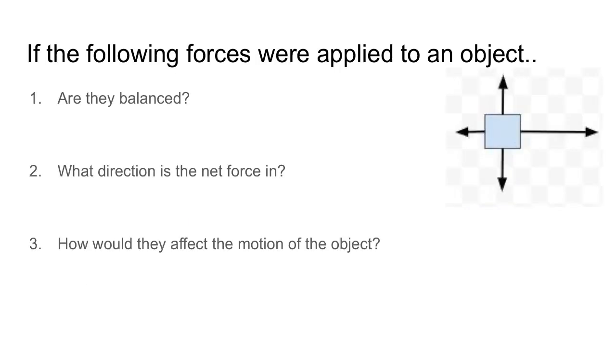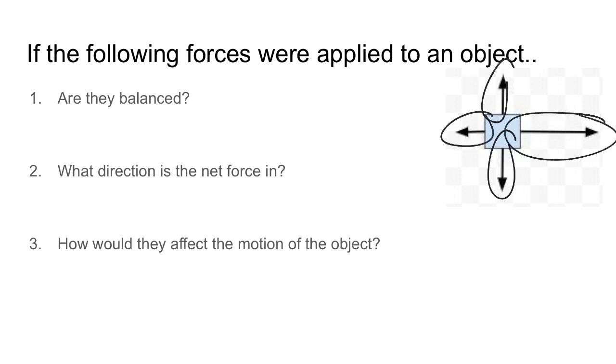So we look at this situation. If we have the following forces applied to an object, we have to decide, are they balanced? I look at my object here and I see an up and down, equal and opposite. I see a left and I see a right that are opposite but not equal. And so this is not going to be a balanced force. My rightward force is bigger than my leftward force.